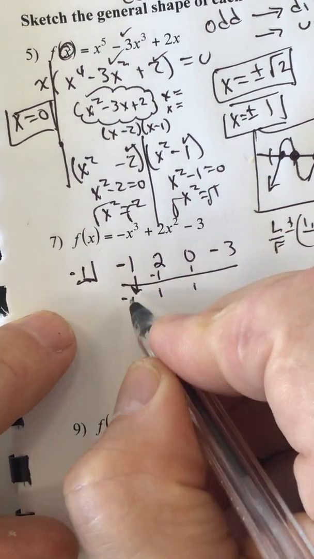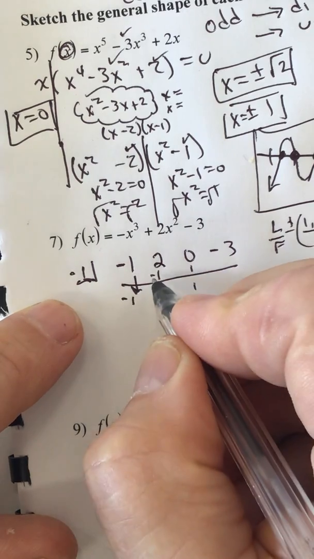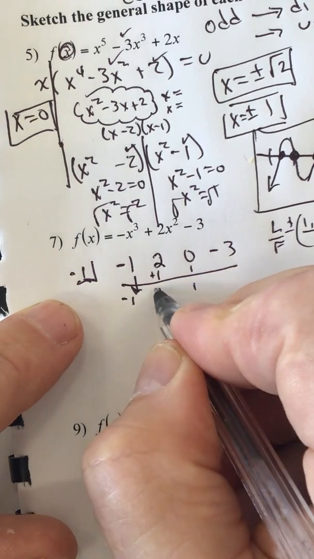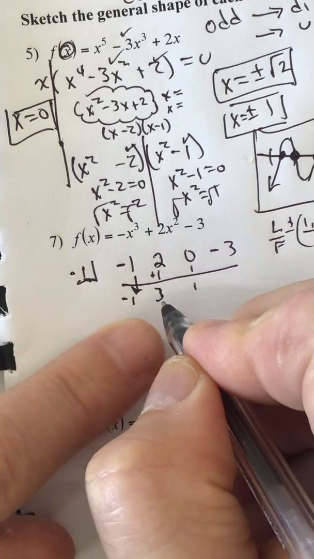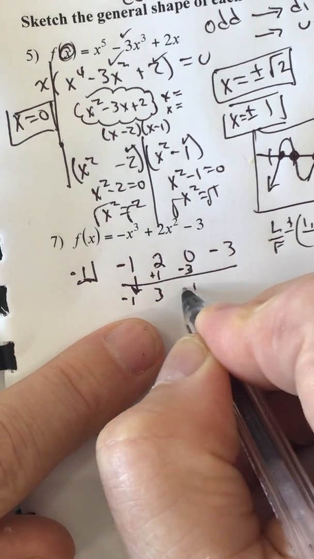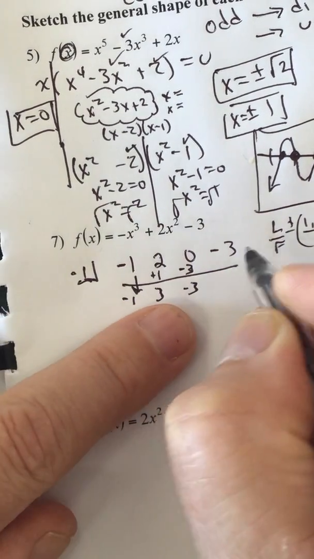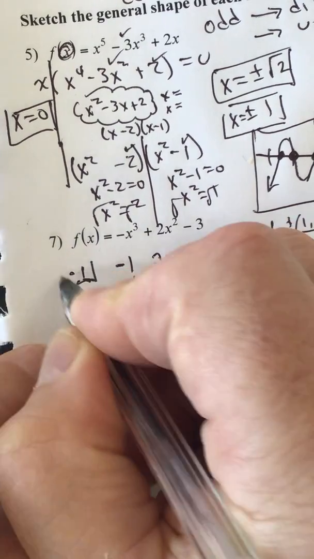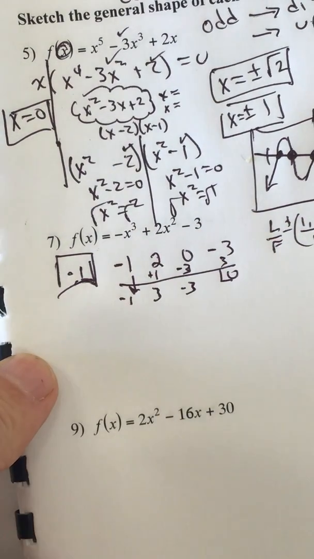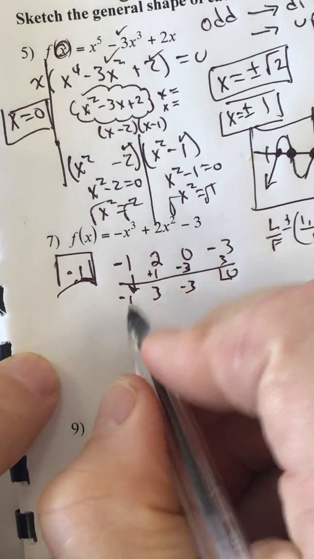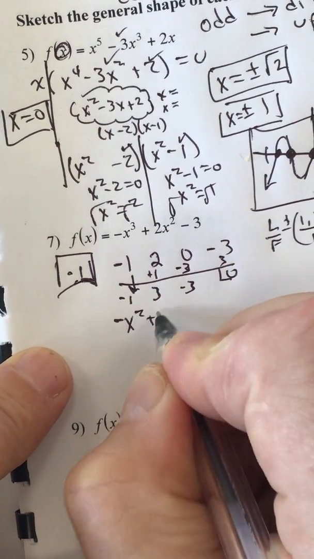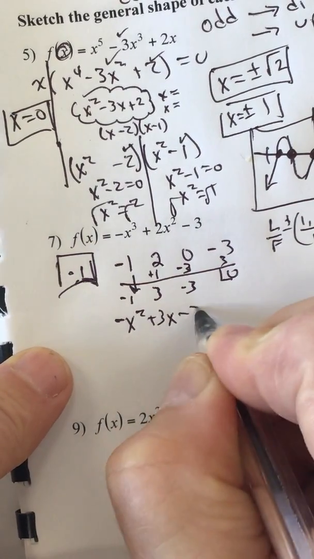Try negative 1. Negative 1 times negative 1 now is positive 1. 2 plus 1 is 3. Negative 1 times 3 is negative 3. Add is negative 3. Negative 1 times negative 3 is 3. Okay, good. That didn't take very long. One of them is negative 1. It was an x to the 3rd, so this is an x to the 2nd.